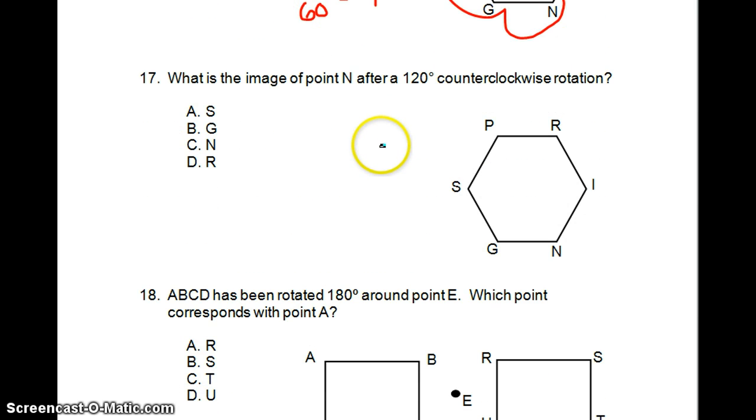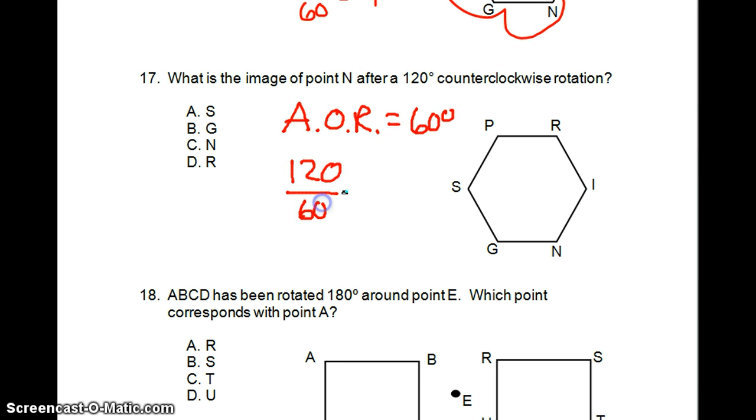17. What is the image of point N after a 120-degree counterclockwise rotation? Okay, so again, we've got 6 spaces, so angle of rotation equals 60 degrees. We want to move it 120. 120 divided by 60 equals 2. So we're going to have to move it 2 spaces. We're starting at point N, and we're going counterclockwise this time. So that's going to be going back this way. So 1, 2 right here. Choice is letter D.